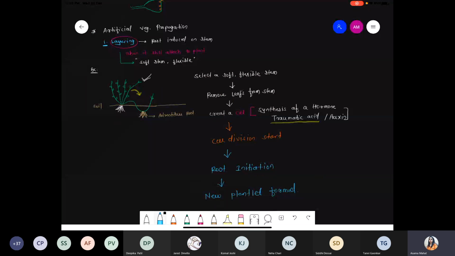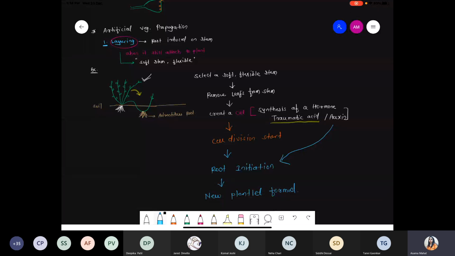During the layering process, what happens is the formation of a new plantlet, but that plantlet is still attached to its mother plant. We selected a stem, removed all the leaves, bent it, and some stem part should be deep inside the soil. After cutting, we created a cut, because that cut area secretes a specific type of hormone, the healing hormone. The name of the hormone is traumatic acid. Traumatic acid is one type of auxin, and you know very well auxin is responsible for root induction.